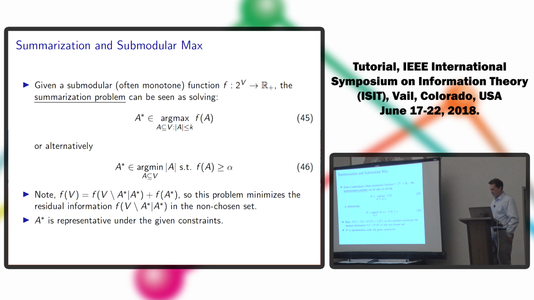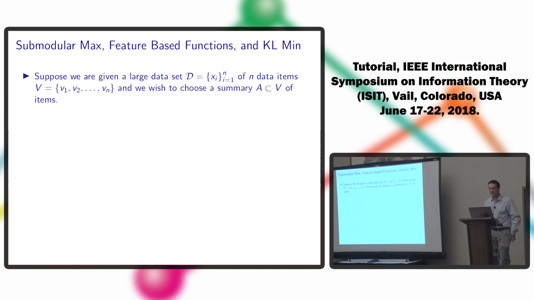So what I wanted to do next is relate this idea, this submodular maximization problem, to a Kullback-Leibler divergence minimization problem, because I thought this would be interesting to everybody. And so what we're going to do is a submodular max problem on a subclass of submodular functions, which are basically sums of concave over modular functions, but expressed in a particular way such that we often call them feature-based functions.